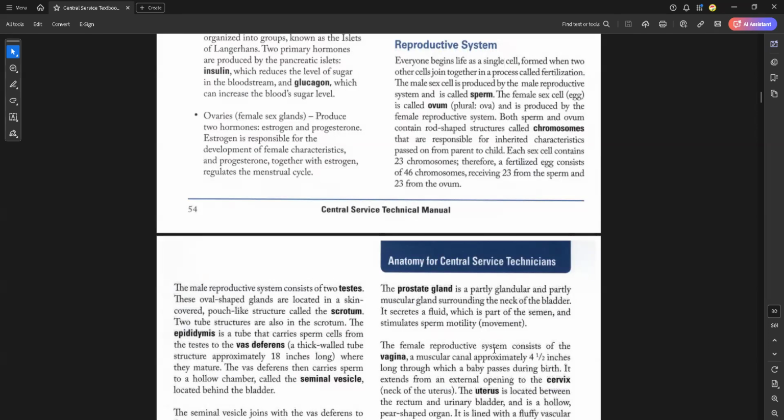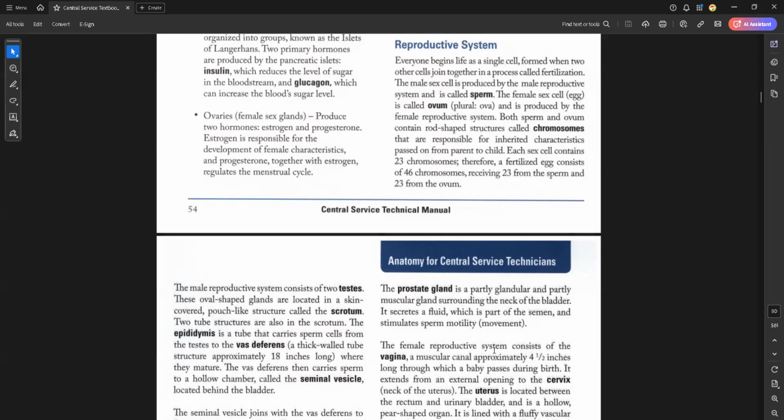We have the male and then we have the female. Everyone begins life as a single cell formed when two other cells join together. So we have the male reproductive system, and then we have the female reproductive system. The sperm you see there is for the men, and the ovum, plural ova, is from the women. Both sperm and ovum contain rod-shaped structures called chromosomes, 23 from each parent, making 46.